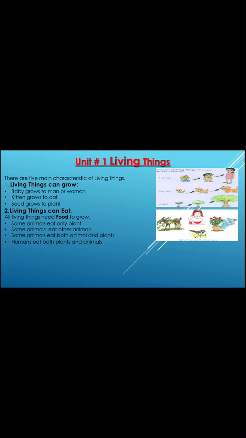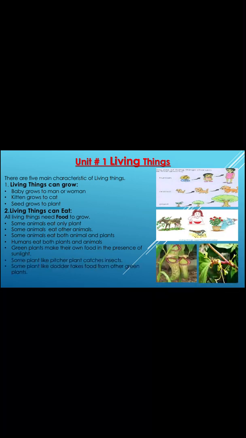Second characteristic of living things: they can eat. All living things need food to grow. Some animals eat only plants, like goat, cow. Some animals eat other animals. For example, tiger, lion, they eat other animals' meat. Some animals eat both animals and plants. For example, dog. Dog eats meat and plants. Humans eat both plants and animals. As all of us know, we eat fruit, vegetables and meat.